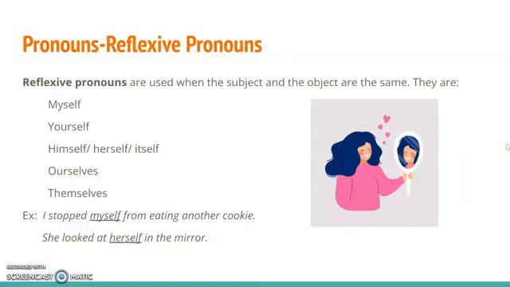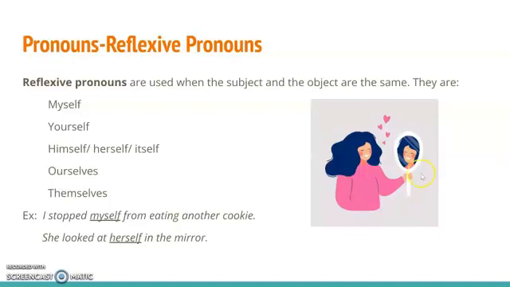The last one is a reflexive pronoun, and reflexive pronouns are when the subject and the object are the same. And those are myself, yourself, himself, herself, itself, ourselves, themselves. So an example of this: I stopped myself from eating another cookie. So again, I'm doing something to myself, right? To me. So I stopped myself from eating another cookie.